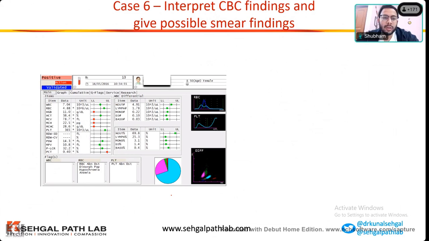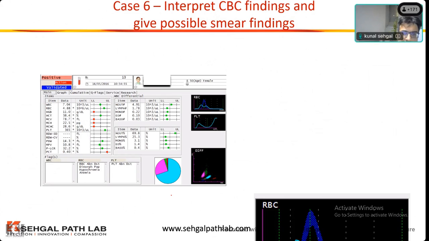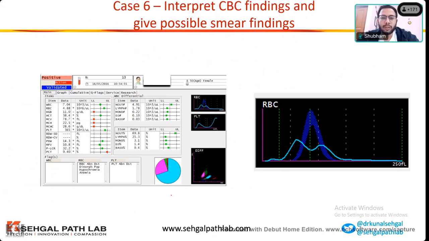Now, is anything missing in this report from the machine? The RDW SD and CV are not there. So what do you think, why has it not come? The width of the histogram couldn't be analyzed according to the analyzer. So I have zoomed in the histogram for you. The dark blue is the reference for normal.